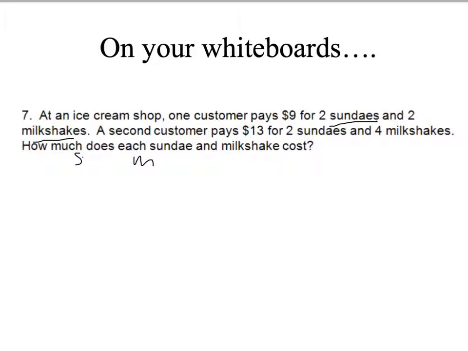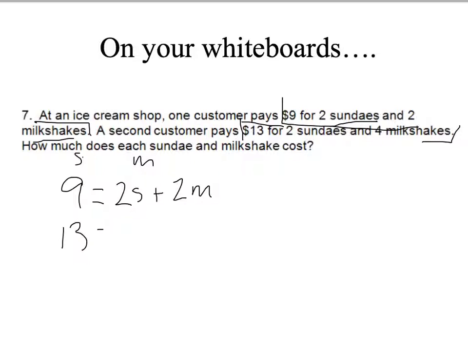Okay, so customer 1 paid $9 total, and he bought 2 sundaes and 2 milkshakes. Customer 2 paid $13 total, but he bought 2 sundaes and 4 milkshakes. So what we would do here is try to figure out how much each one cost.